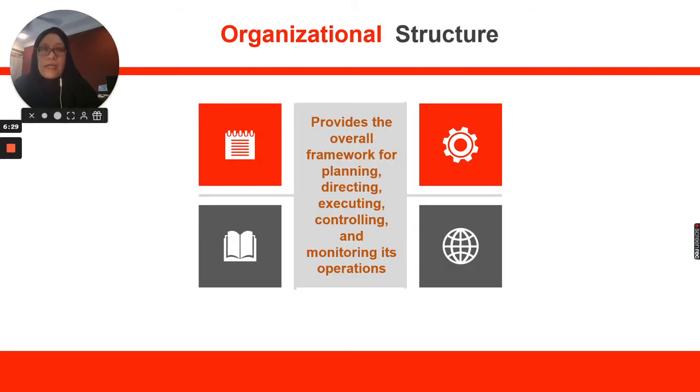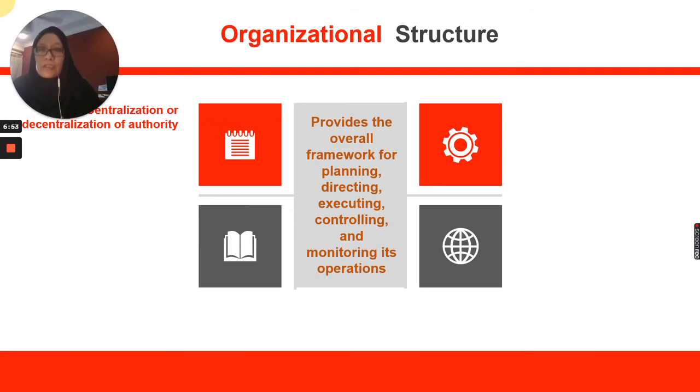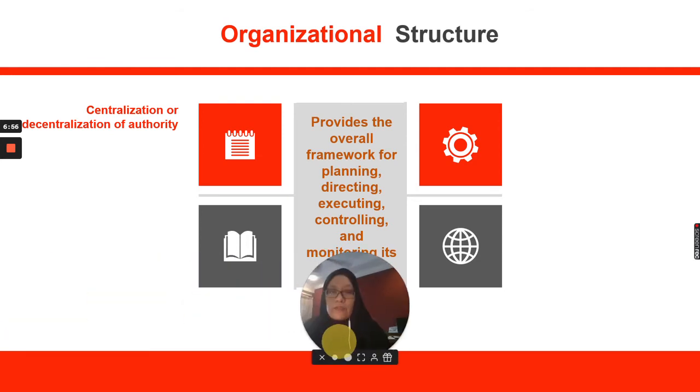This organizational structure will provide the overall framework for planning, directing, executing, controlling, and monitoring the operations. So the important aspects of the organizational structure include the centralization or decentralization of authority. That's the first one. And then it also includes the assignment of direct or matrix reporting relationships.